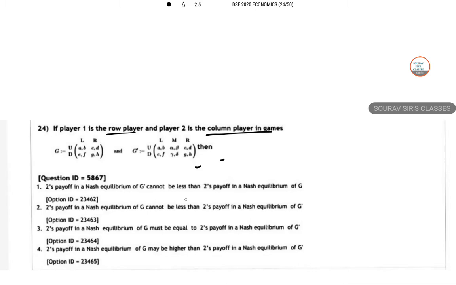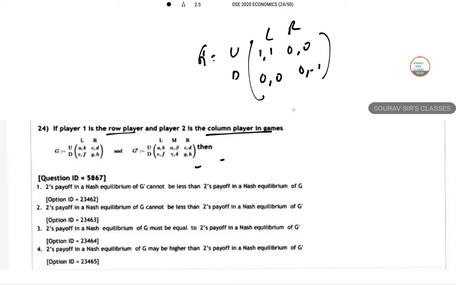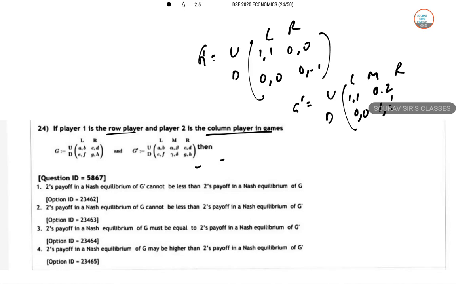The question is about the payoff of the Nash equilibrium. So consider the following example. We can take an example directly. For G, with actions U, D, L, R, we can take the payoffs 1 1, 0 0, 0 0, 0 minus 1. And with respect to G dash, if we take U, D, L, M and R, the payoffs are 1 1, 0 0, 0 2, 1 half, 0 0 and 0 minus 1.